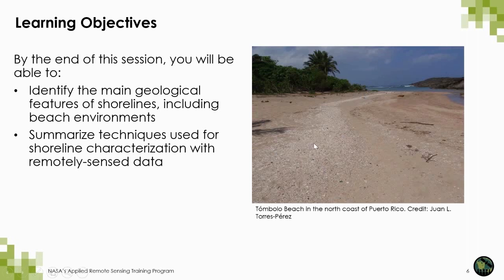By the way, here's one of my preferred beaches in Puerto Rico, the Tombolo Beach in the north coast of the island, and it shows some of the features that we're going to be talking about today. For instance, in this case, you can see how sediment varies depending on where you are at the beach. You have more coarser sediments, and on this side, you have fine-grained sediments.